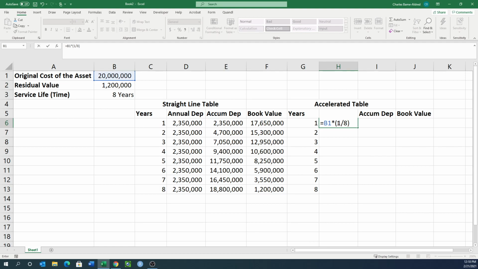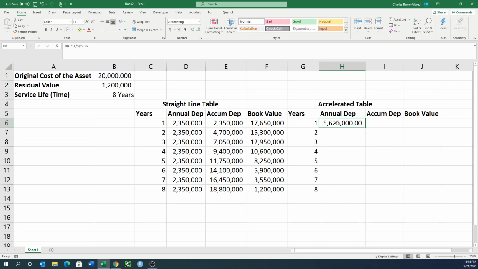Right? Now I'm not taking out residual value, and you'll see why when we get to the end. And I believe that this asset on an accelerated basis is 2.25 times. Right? So I'm going to multiply this times 2.25. Right? That's my acceleration factor. And that gives me 5.6 million. Now you can see how different this is versus the straight line depreciation.